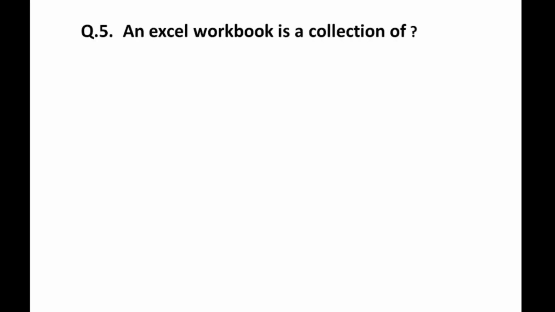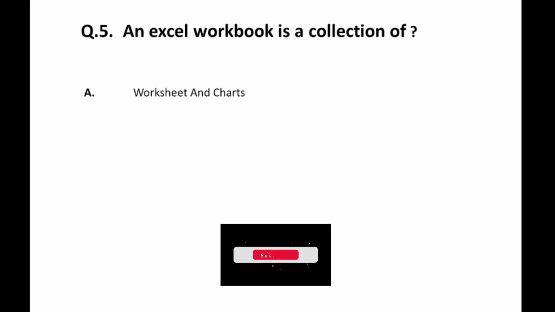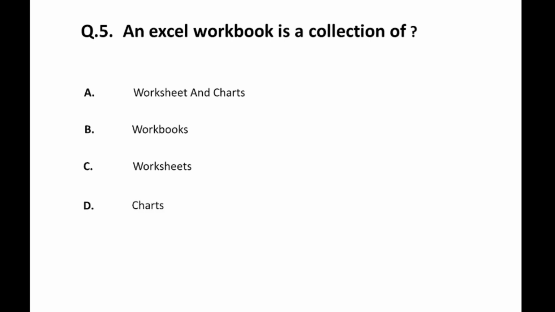XLS, option B DOC, option C WK1, option D 1 2 3, and option D is the correct answer, 1 2 3. Question number 5, an Excel workbook is a collection of option A worksheets and charts, option B workbooks, option C worksheets, option D charts, option A is the correct answer, worksheets and charts.